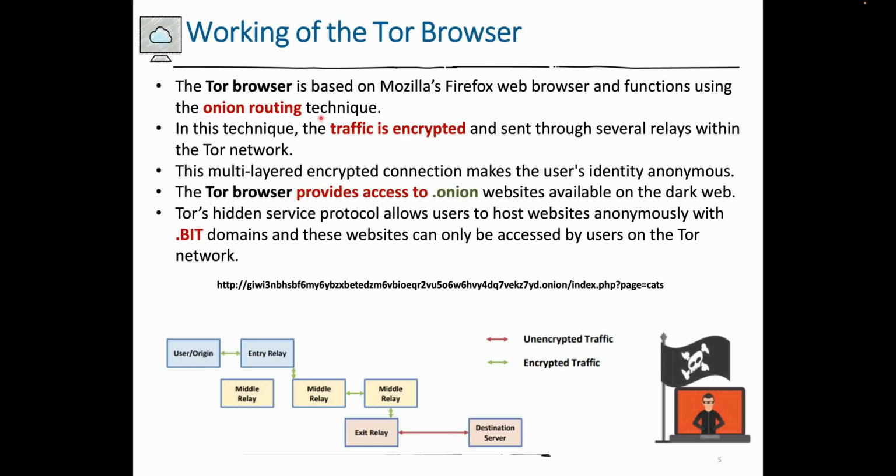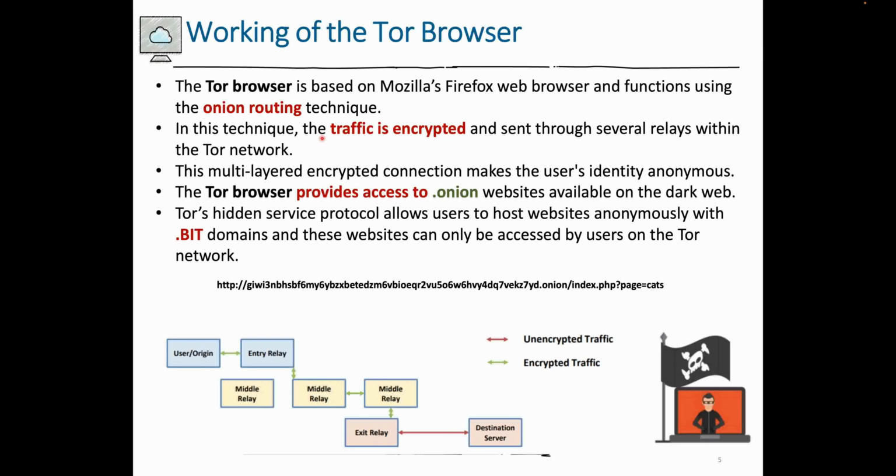Each relay decrypts a layer to reveal the next relay the data needs to be sent to, without knowing the original source or the final destination. So this ensures that no single relay has enough information to trace the entire path of the data from the sender to the receiver. As a result, it maintains anonymity and protects user privacy.